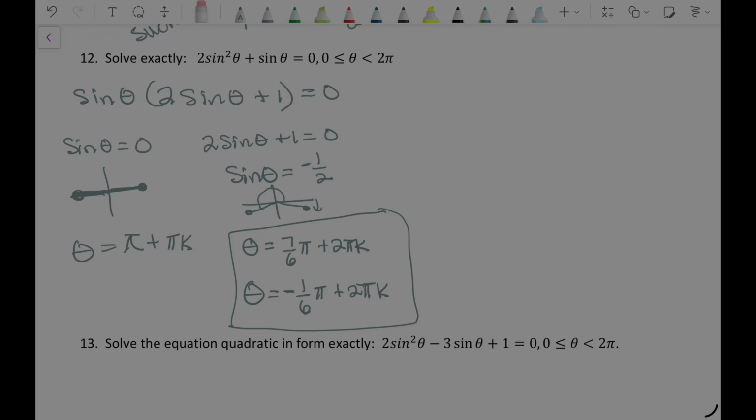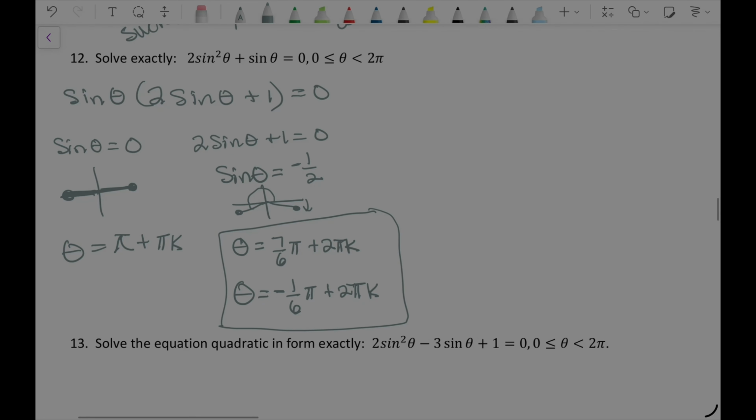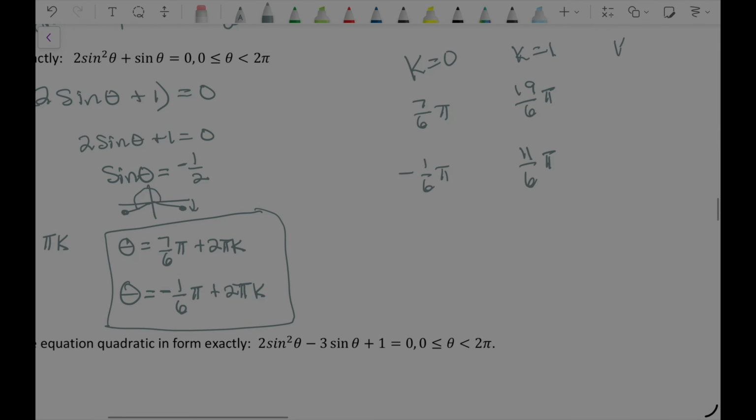They want the specifics, so we're going to put in k values. When k is 0, we will get 7/6 pi and negative 1/6 pi. When k is 1, we will get 19/6 pi and 11/6 pi. When k is 2, this would be 4, 24, 31/6. That's way too big.